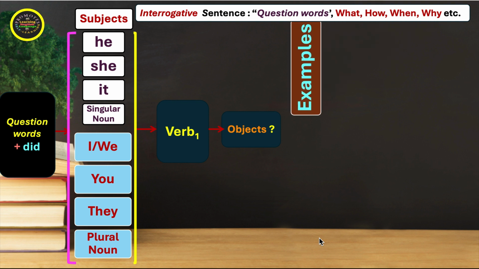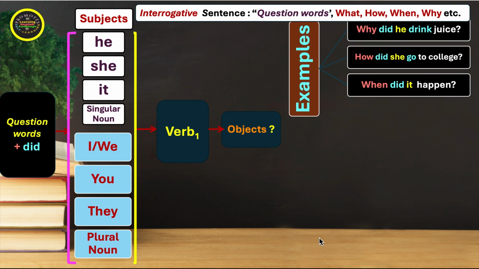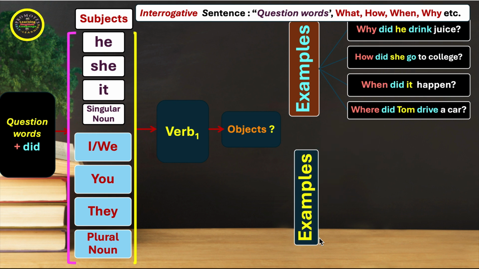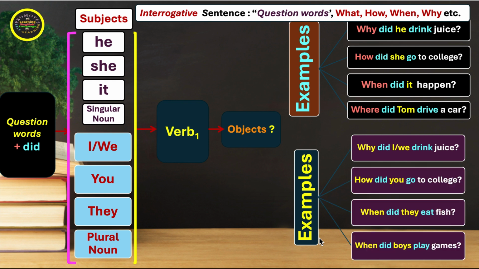Let's see the examples. Why did he drink juice? How did she go to college? When did it happen? Where did Tom drive a car? We have some more examples in this direction. Why did I or we drink juice? How did you go to college? When did they eat fish? When did boys play games? So these are the structures of past simple tense in all its forms.